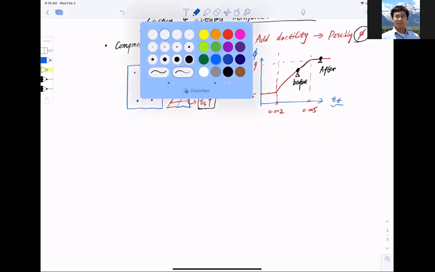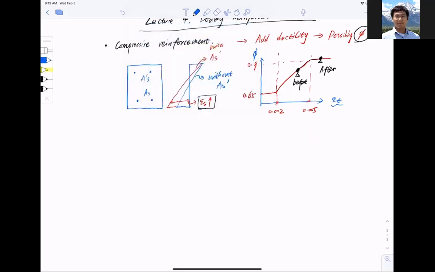All right. So quickly review what we talked about last time. We examined the stress distribution, or strain distribution, inside this doubly reinforced section.